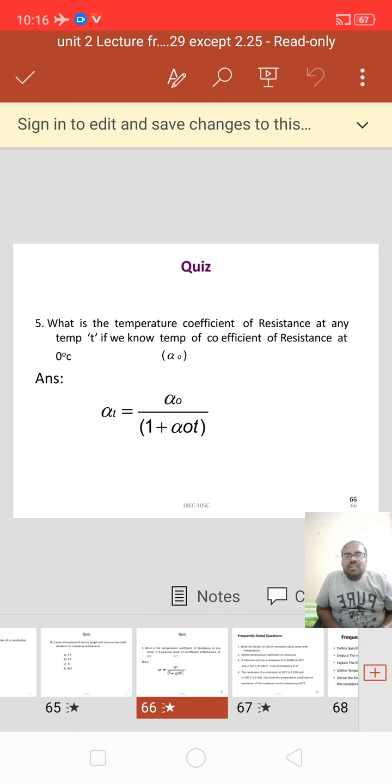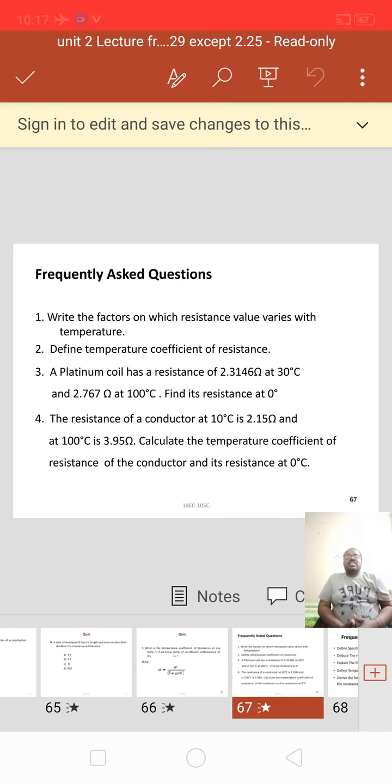Last question. What is the temperature coefficient of resistance at any temperature T if we know temperature coefficient at 0 degree Celsius? By clearly observing it, simply alpha T equal to alpha naught by 1 plus alpha naught into T. Okay, these are the quiz regarding today's lecture. I hope you have enjoyed this session.